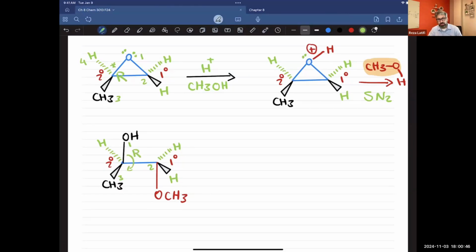Why is it still R? Because the SN2 reaction did not happen on the stereo center. It happened on the neighbor carbon, and because it happened on the neighbor carbon, it did not change the configuration of the stereo center. It used to be R and it stayed R.